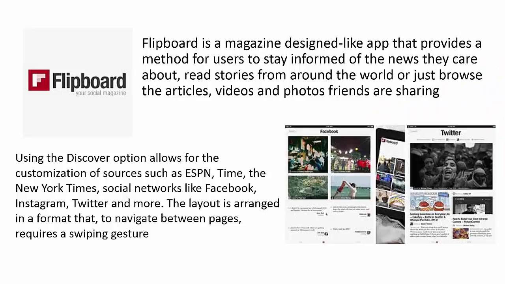Flipboard is a magazine design-like app that provides a method for users to stay informed of news they care about, read stories from around the world, or just browse the articles, videos, and photos that friends are sharing. Using the Discover option allows for the customization of sources such as ESPN, Time, and New York Times, and social media networks like Facebook, Instagram, Twitter, and more. Their layout is arranged in a format that, to navigate between pages, requires a swiping gesture.